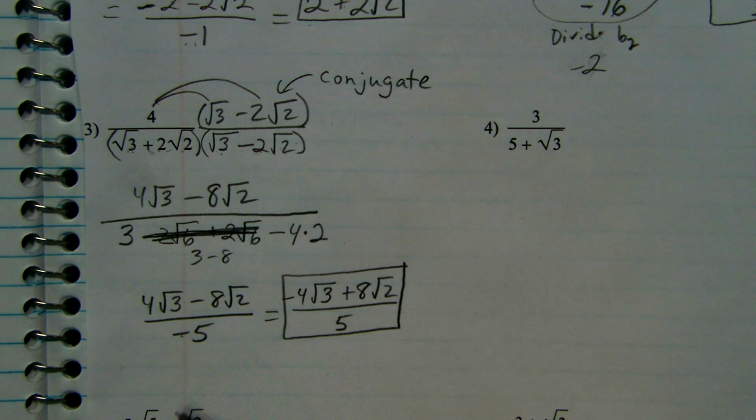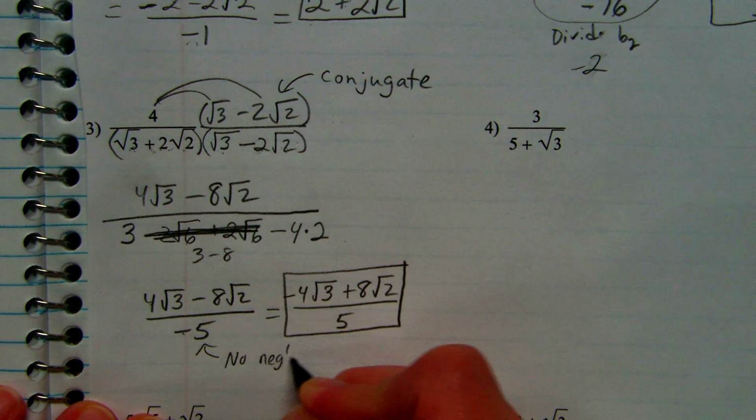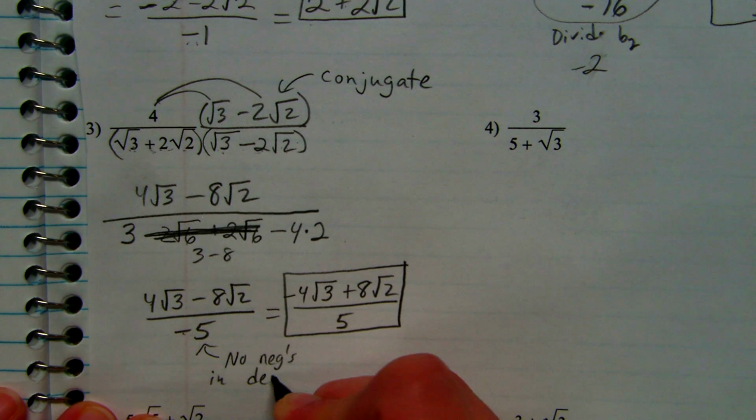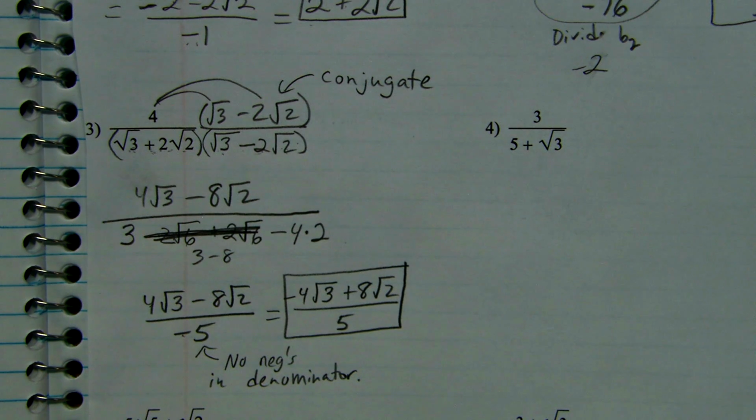We might want to put a note: no negs in denominator. So really we don't want any radicals down there. We also don't want to leave negative numbers down there, because what if we had to use this number to go do another step? And if you wanted to do that, common denominators with negatives are messy. They like to have it positive. It's just sort of a way to do that.